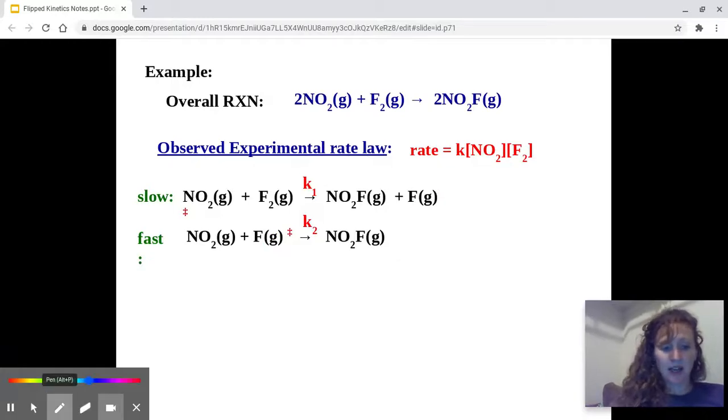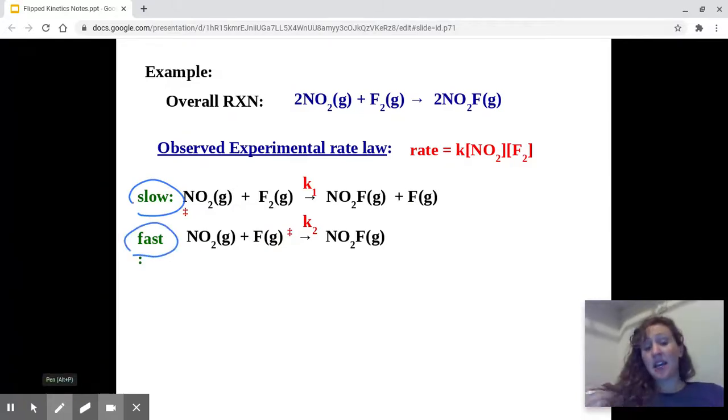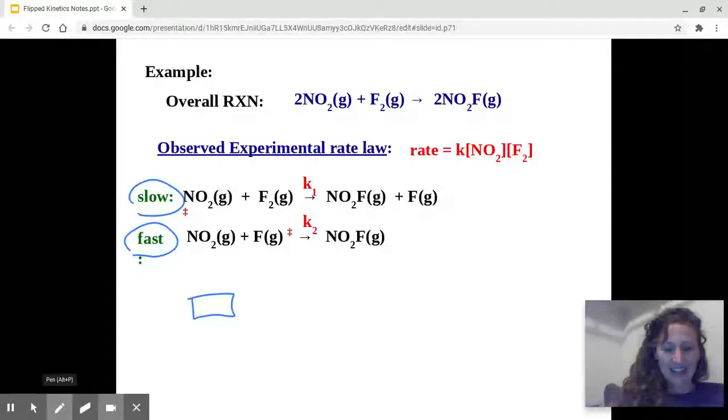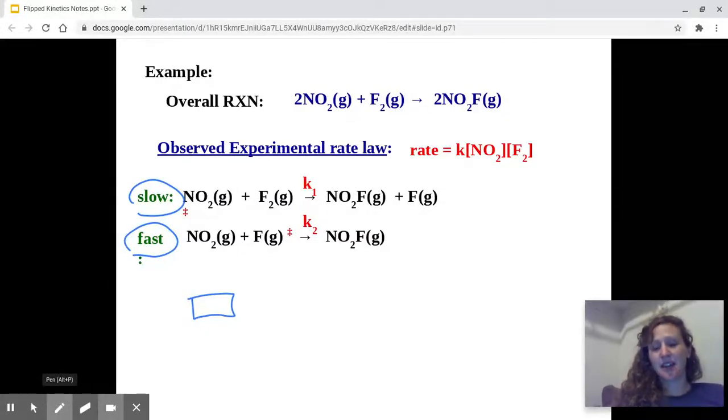Now, in this proposed mechanism, they have also said that we have a slow step and a fast step. And this is usually true. In a mechanism, usually one step is slow and the other step is fast. You can go to the analogy of cars driving down a road, right? If you have a super awesome car that looks like a box, and this car is really fast, let's say you have a Formula One race car driving down the road, you can get from point A to point B super fast because you have a super fast car.